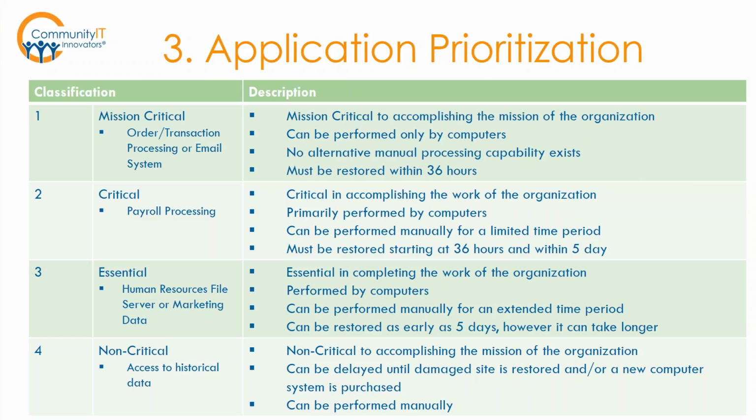This example puts them into four categories, ranging from mission critical to non-critical. But really you need to think about all the different things that could be impacted by a disaster, something that interrupts normal operations, and then think about which ones need to be fixed first because they're the most important to the organization, and which ones can wait. Because again, you can't do everything at once. And so having this all mapped out ahead of time really informs the rest of your plan.